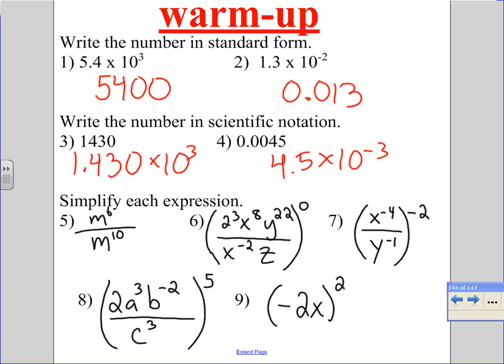Nope. Careful. That's why I put this one up here. You guys don't like problems like number 5 for some reason. Alyssa? Good. 1 over m to the 4th.